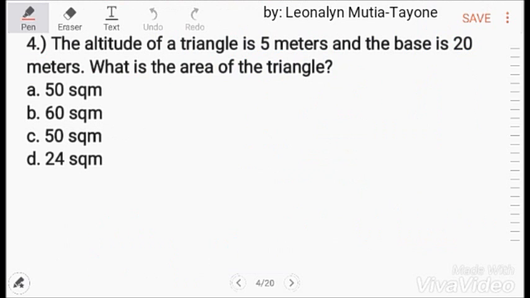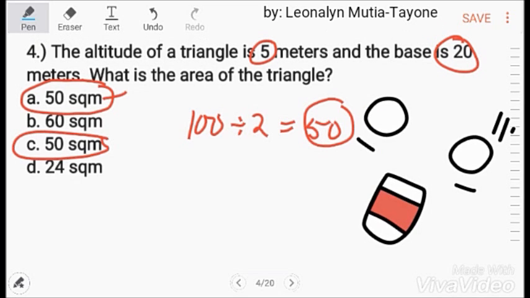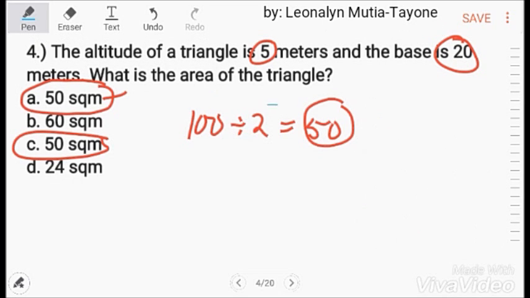Number 4, the altitude of the triangle is 5 meters and the base is 20 meters. What is the area of the triangle? I-multiply mo lang siya. That is 100. Tapos i-divide mo ng 2. That is 50. So the answer is 50 square meters. Now you may ask, bakit i-divide ng 2?